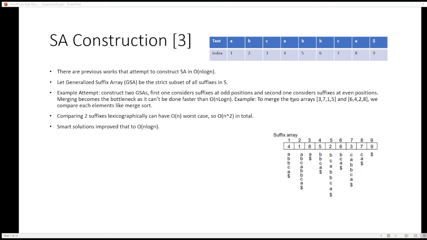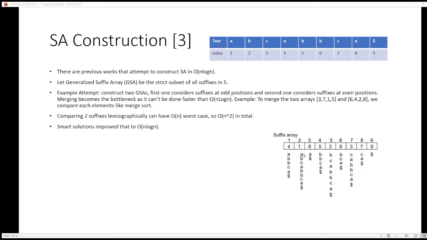So after obtaining two generalized suffix arrays recursively, we still have to merge them, similar to what we do in the merge sort algorithm. And to be able to merge, for example, two suffix arrays, we will have to compare two elements at once. An element here is a suffix. So for example, let's say this is a suffix and this is a suffix from the second generalized suffix array.